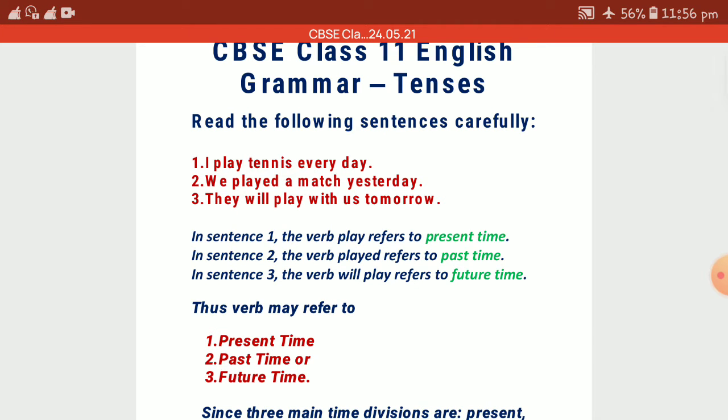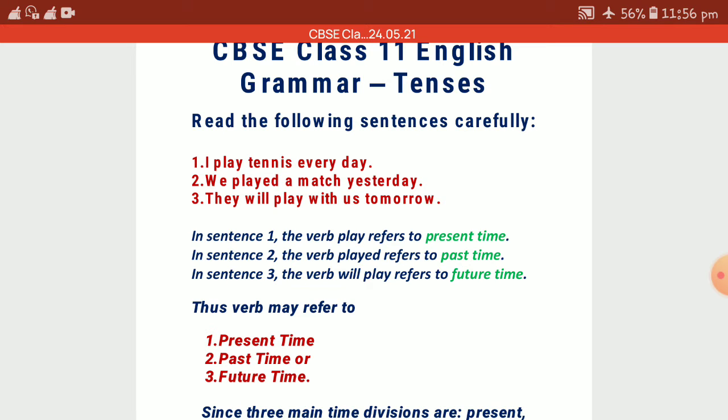Sentence number 1, I play tennis every day. Sentence number 2, we played a match yesterday. Sentence number 3, they will play with us tomorrow.